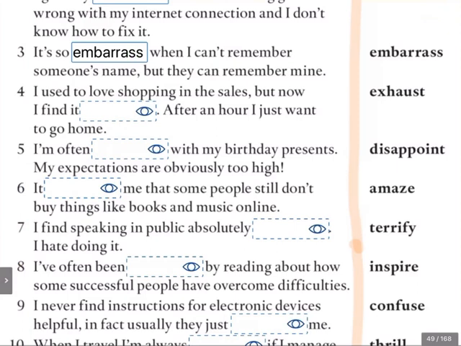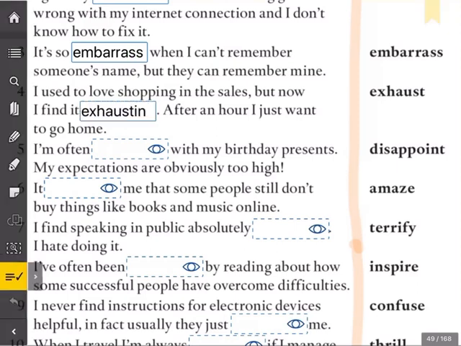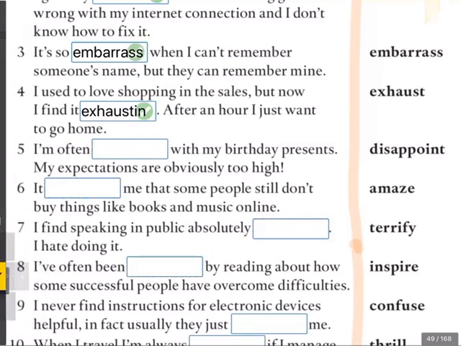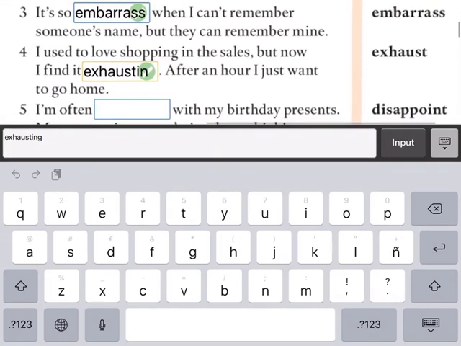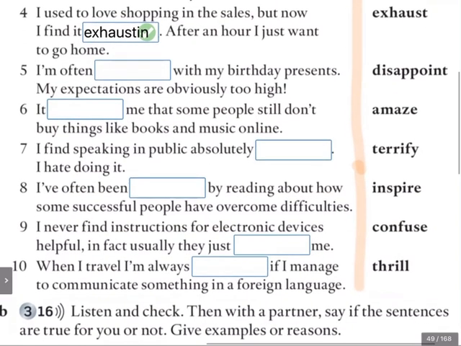Have you got an answer? Let's see. Now again, it doesn't fit, but it's only the G, so let's have a look. I used to love shopping in the sales, but now I find it exhausting, ing. After an hour, I just want to go home. Now let's look at number 5.